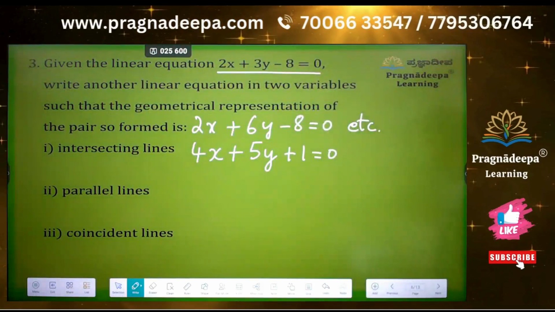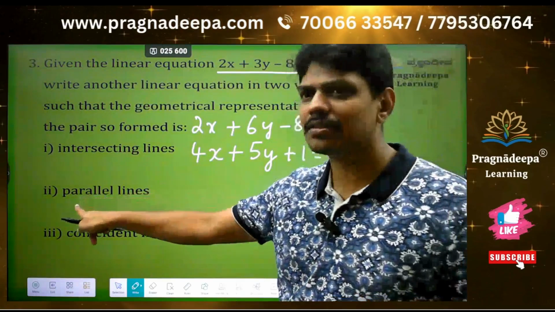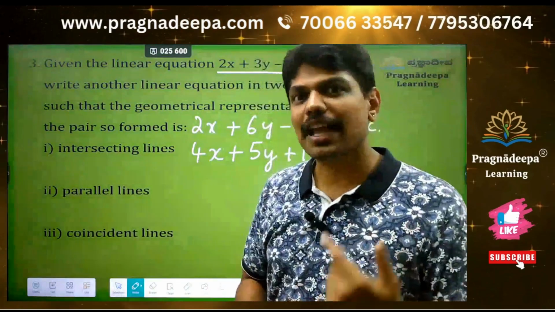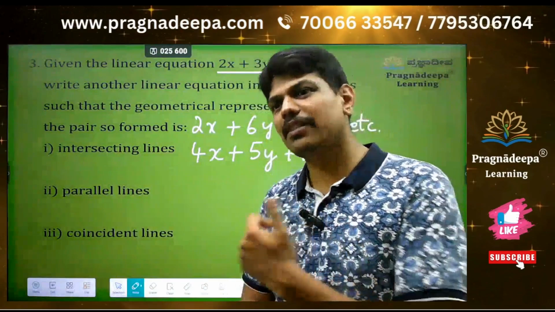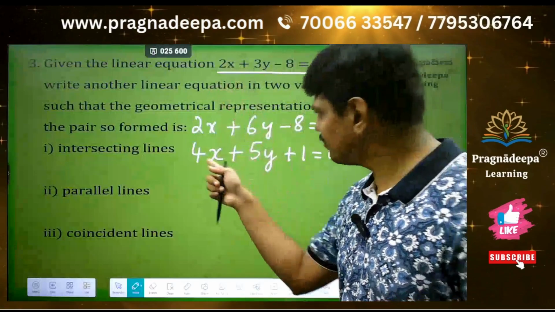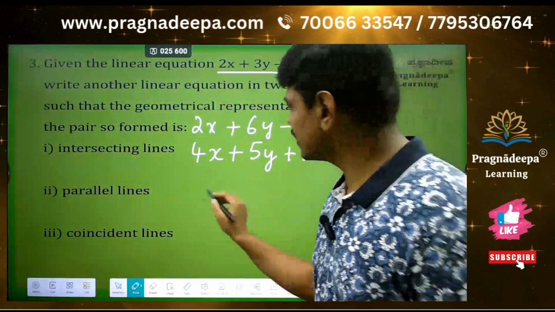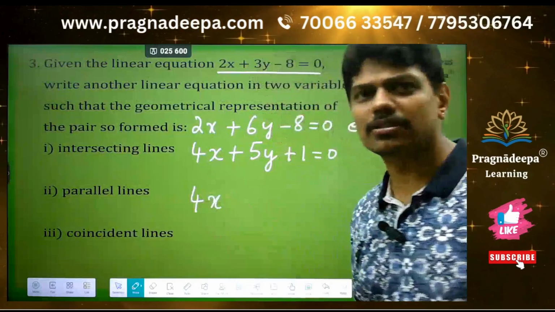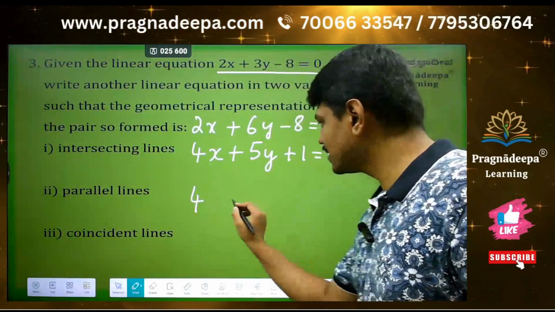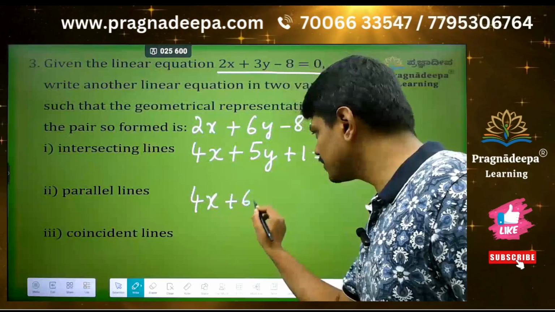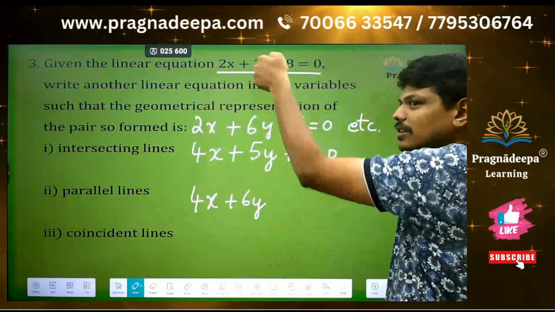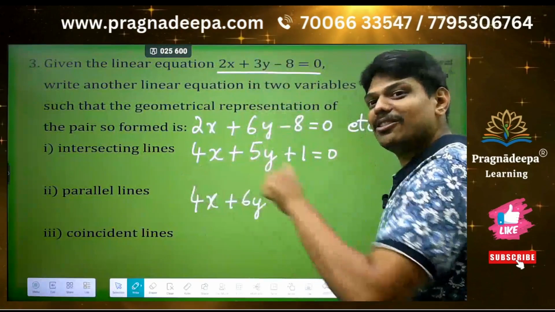Next, what is the condition you have to maintain? Parallel. If you want to maintain parallel, A1 by A2 should be equal to B1 by B2. Now we will fix which ratio you want. Okay, 2 is there. Let us take 4x. So what is the ratio, students? A1 by A2? 1 by 2. So should you compulsorily write 6y? A1 by A2 should be equal to B1 by B2, but should not be equal to C1 by C2.